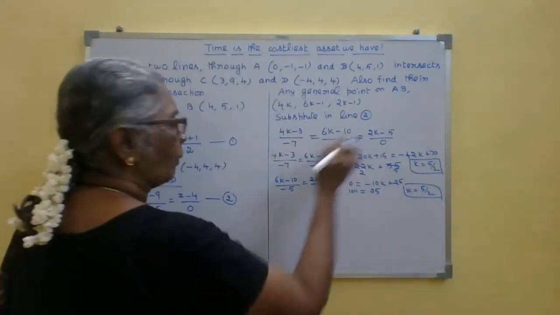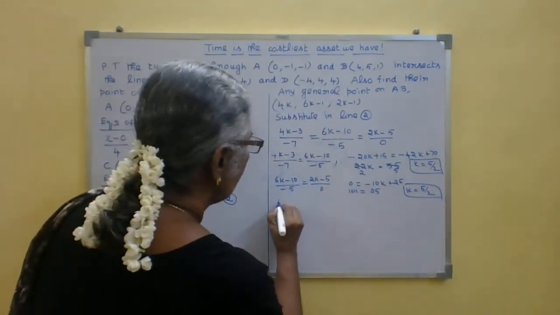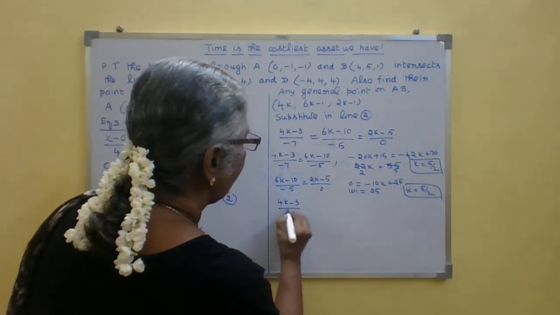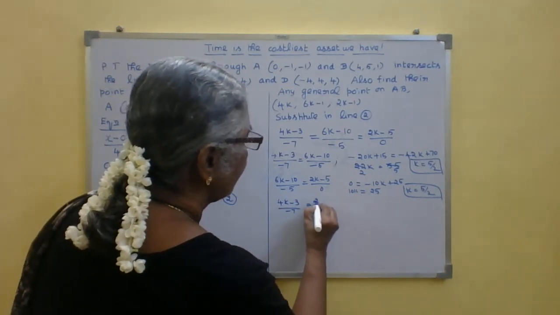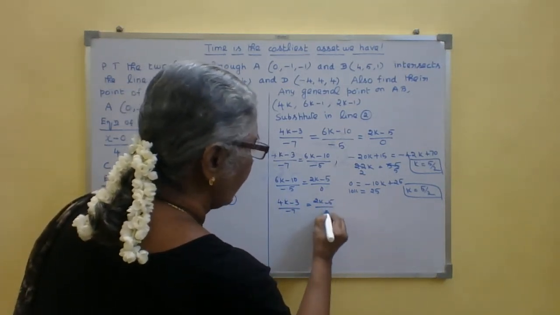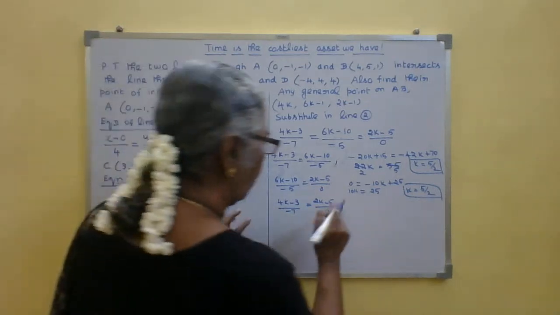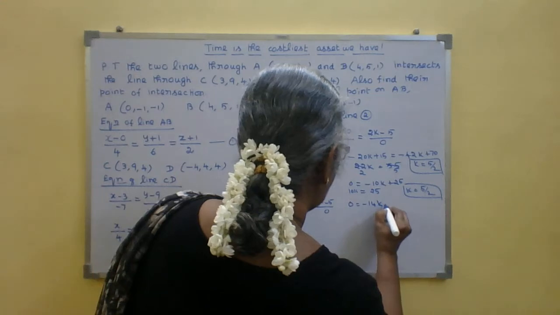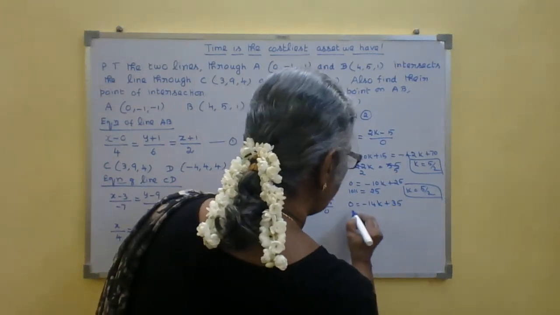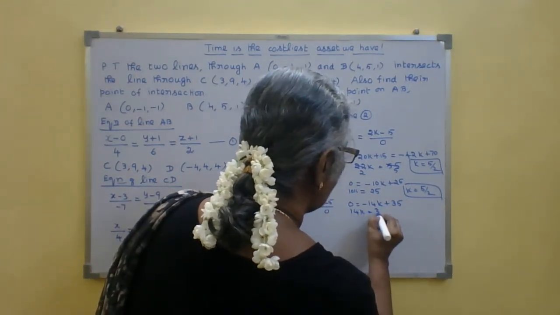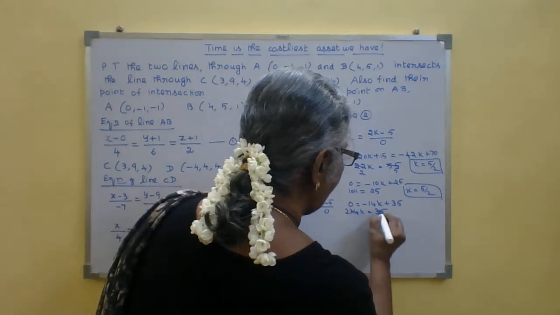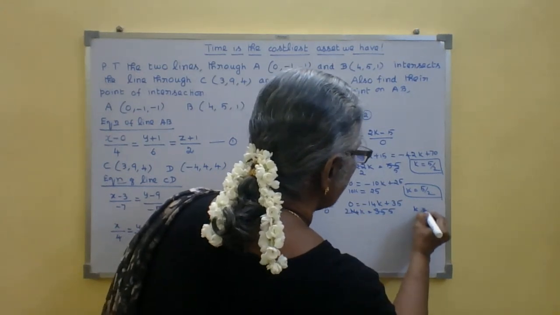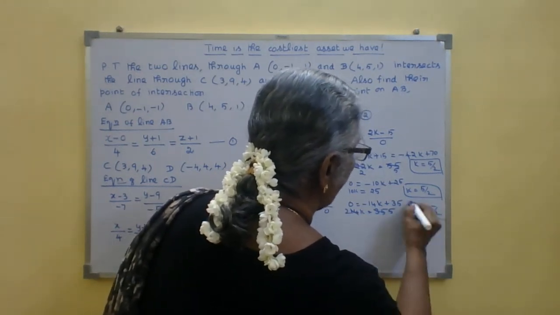Now let me take the 1 and 3, this and this, right? So I will write (4k minus 3) by minus 7 is equal to (2k minus 5) by 0. Again that will be 0. So I will get here 0 is equal to minus 14k plus 35. So 14k is equal to 35. By 7 it is 2, by 7 it is 5. So k is equal to 5 by 2.